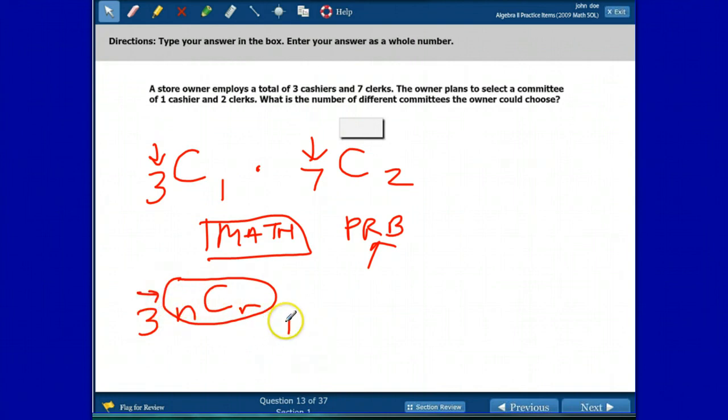So the 3 is going to be entered in for the N, and the 1 is going to be entered in for the R, and it's going to give you an answer. Okay, and if I remember right, I don't even remember what the answer to this one was. This would be 3 times 21, so that's 63. We should get 63 out of that. Alright, let's go on to the next one.